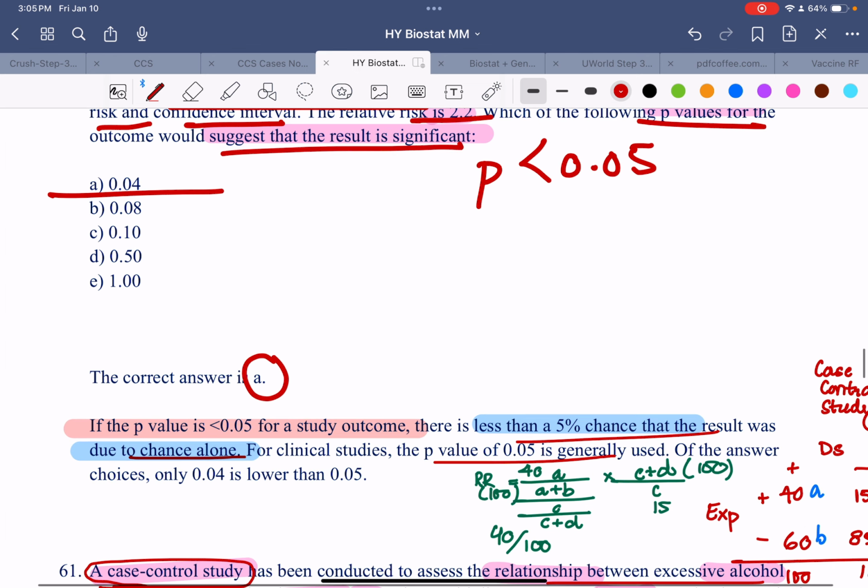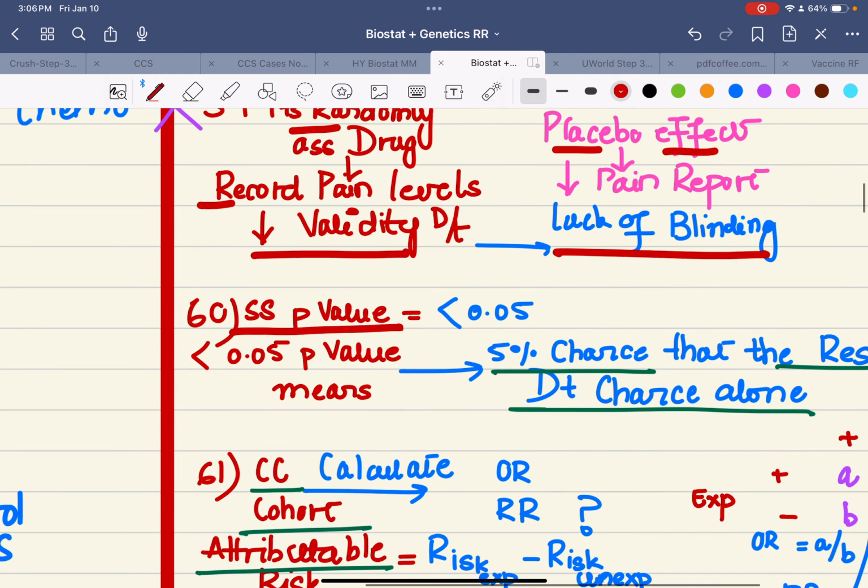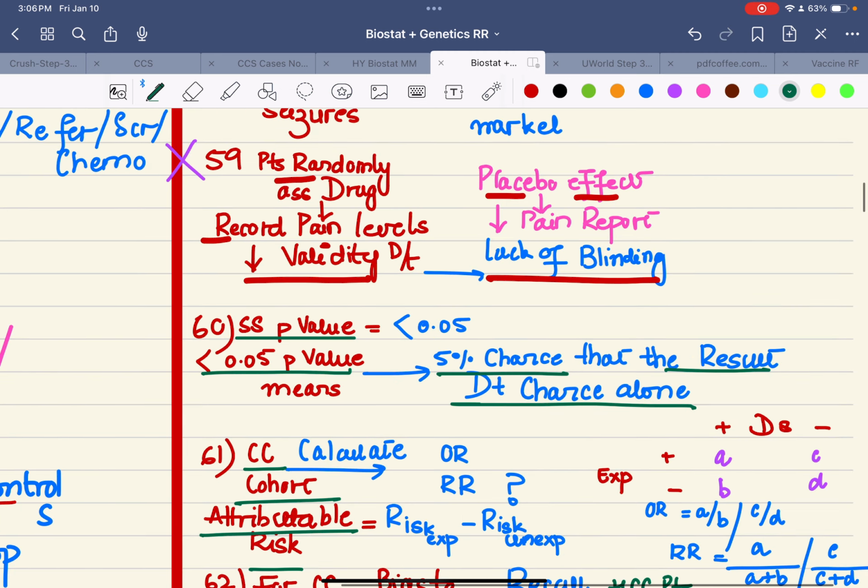Okay, so if the p-value is less than 0.05 for a study outcome, this means that there is less than a 5% chance that the result was due to chance alone. So it means that 95% chances are this was actually the reason, right? There was a statistically significant association and the chance of making an error is just 5%, right? So generally the p-value is 0.05, and over here the only value less than 0.05 is actually 0.04. So for a study to be statistically significant, the p-value should be less than 0.05. So a p-value less than 0.05 basically means that there is a 5% chance that the results that were observed in the study were due to chance alone.